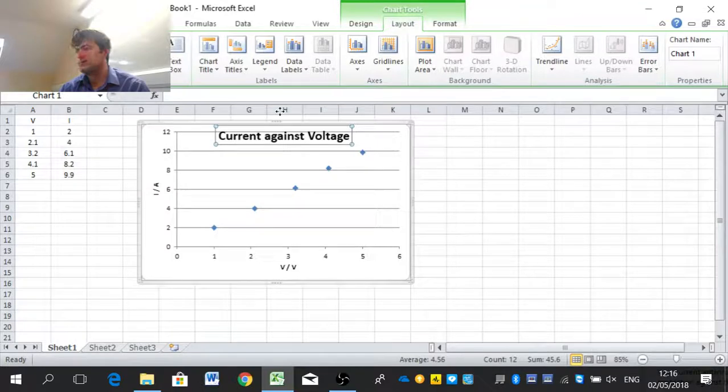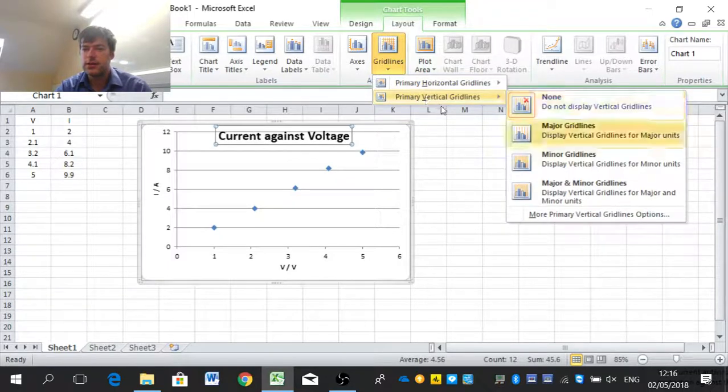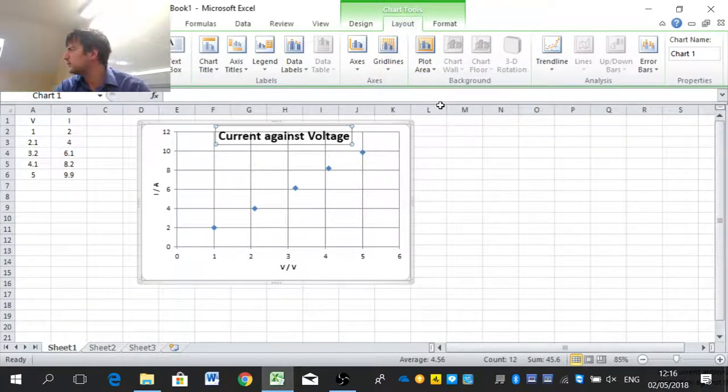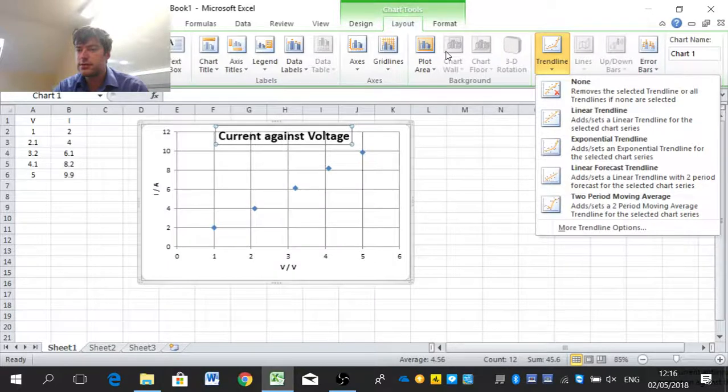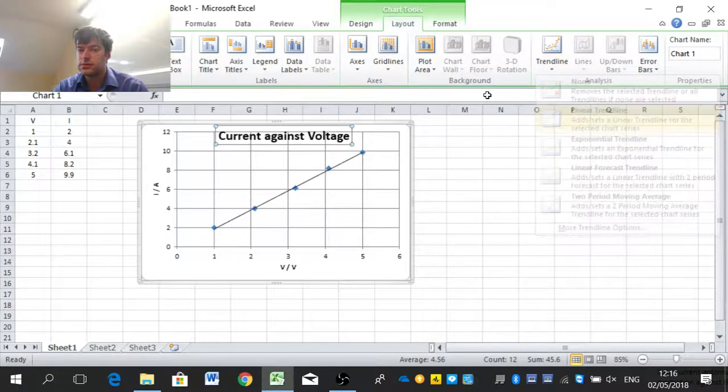Line. Yeah, but before that, the vertical lines. Oh yeah. Yeah, vertical grid lines. And now, as you said, Wookie, the line is missing. So trend line, linear. There we go.